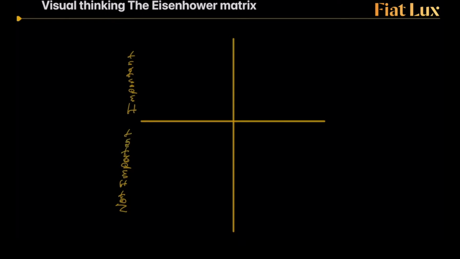Okay, so now we have that. Now along the x-axis, along the top, we're dealing here with things that are urgent. And then we're going to deal with things that are not urgent. So the question is, why is this mental model here and why is it called the Eisenhower Matrix?